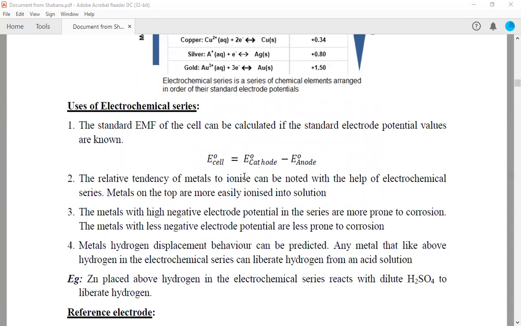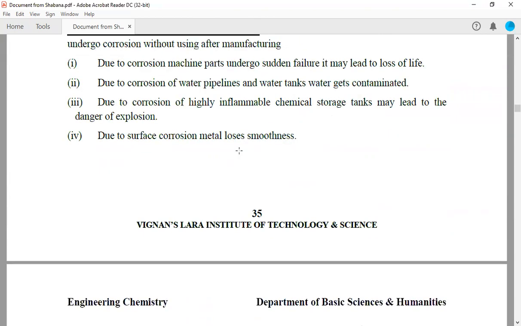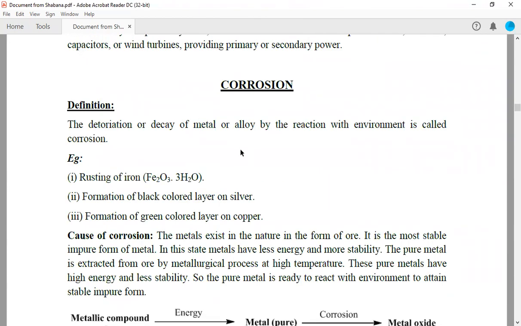So this is about the electrochemical series. Now we'll go into the unit on corrosion. I'll give a brief introduction about that before going into the lesson.